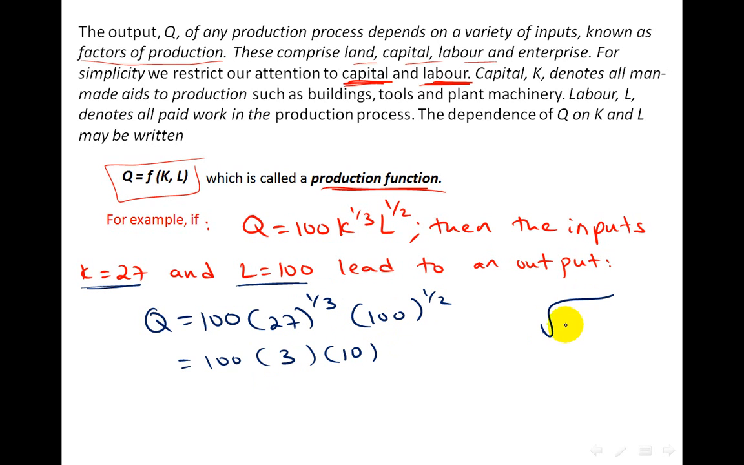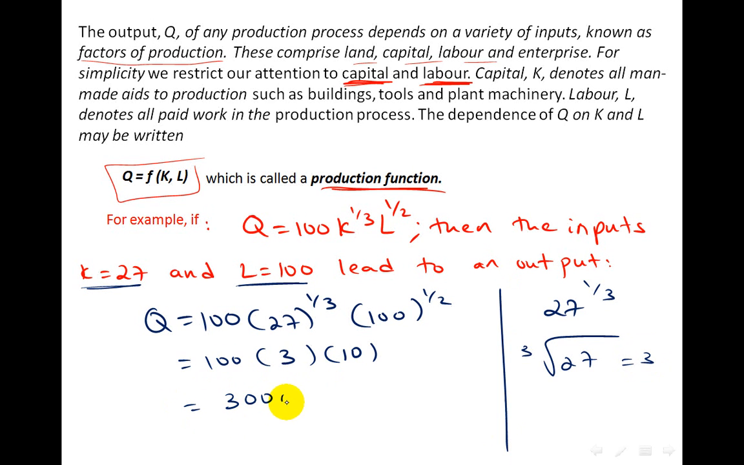27 to the power of 1/3 means cubic root of 27, and you know that it's 3. So now, if we multiply this together, we find 3000. So if you are having an input of 27 as capital and 100 as labor, your output for this function is going to equal 3000. Now, the next idea.